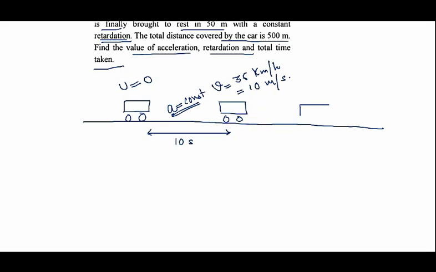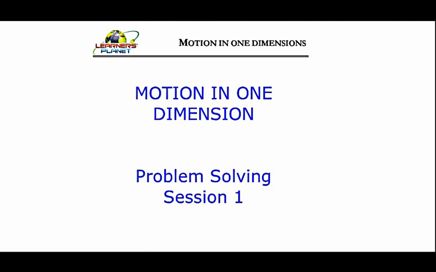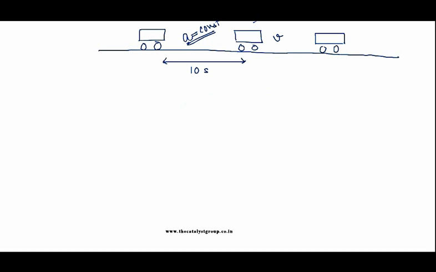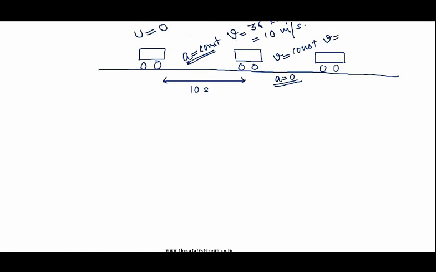Now after that it moves with a constant velocity for some time. So in this particular case, for this motion your velocity remains constant. Is it clear? Now as we know, acceleration is change in velocity with respect to change in time, so we can say for this motion your acceleration will be equal to 0, and as the velocity is constant, after this motion the velocity will again be 10 meter per second.